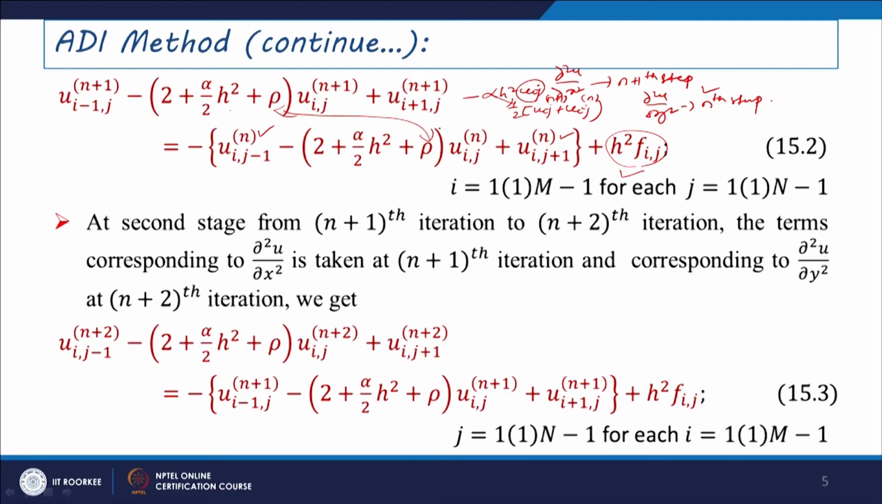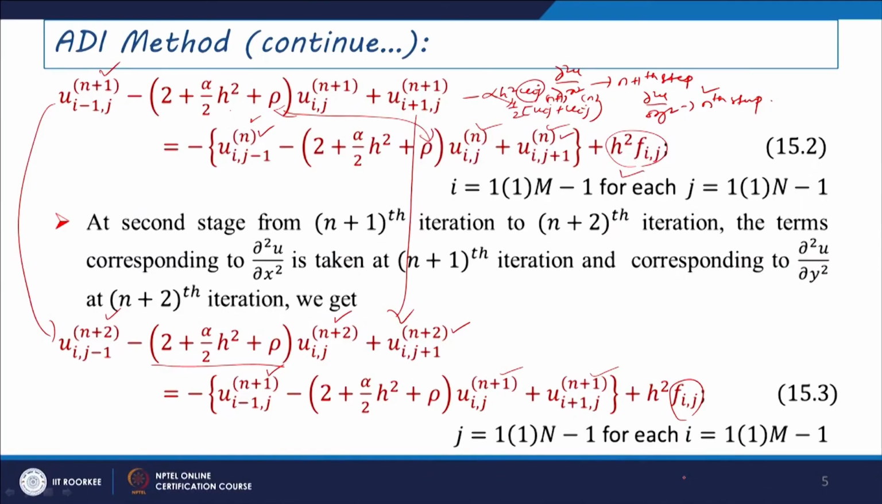So, at the second stage, from the n plus 1th iteration to the n plus 2th iteration, the terms corresponding to del square u by del x square are taken at the n plus 1th step and the terms corresponding to del square u by del y square at the n plus 2th iteration. Since the function depends on these independent points or at that point itself, it will take the functional value. So, that is why this will not get changed. Here, if you just see, our j is varying from 1 to n minus 1 and i is varying from 1 to m minus 1, since these equations will be used for computation of the values at the unknown grid points.